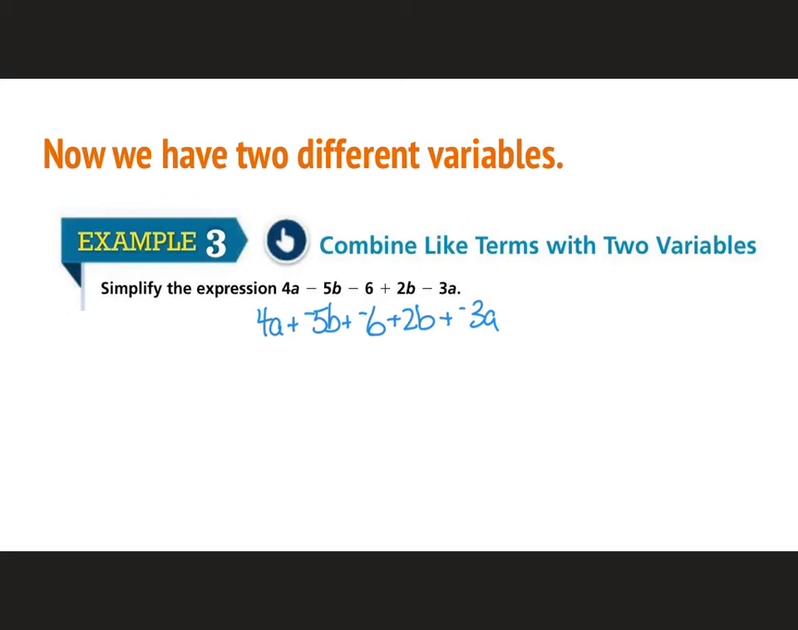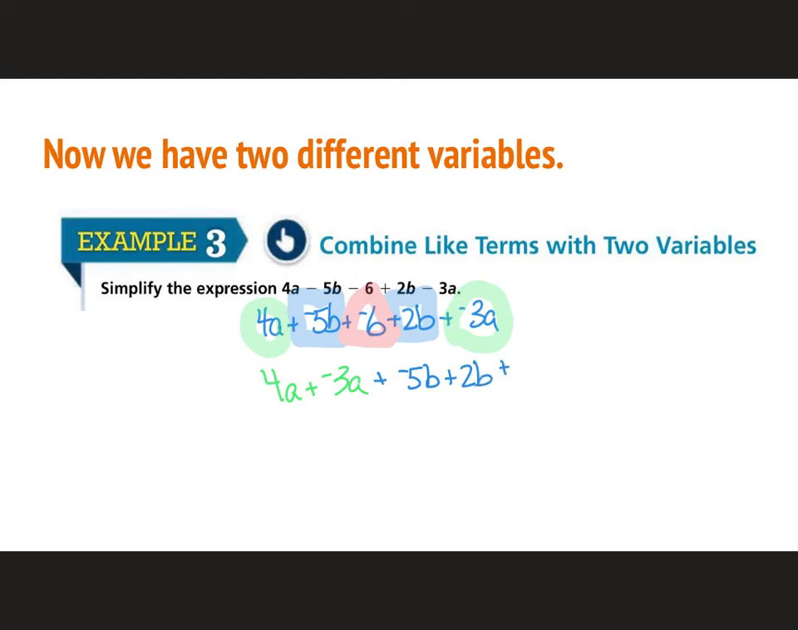Now I'm going to go through and circle all the a's, and I'm going to put a box around all the b's, and then I'm going to triangle all the constants. There we go. So now I've used different shapes, and I'm going to start with my a's. So I have 4a plus negative 3a. I'll put them together. Then I'll do my b's. Plus negative 5b plus 2b.